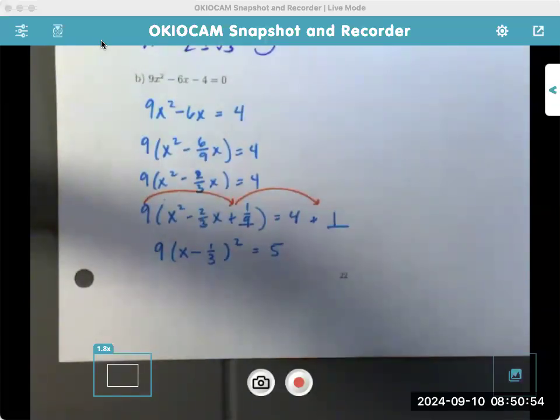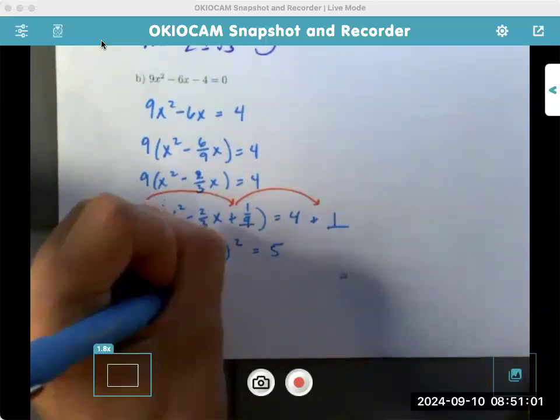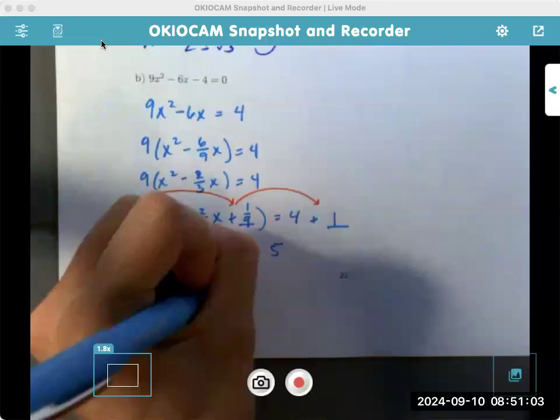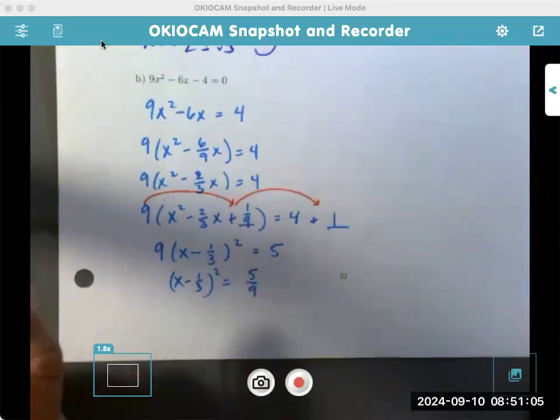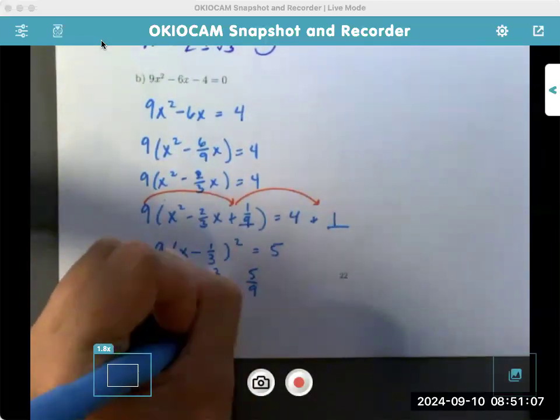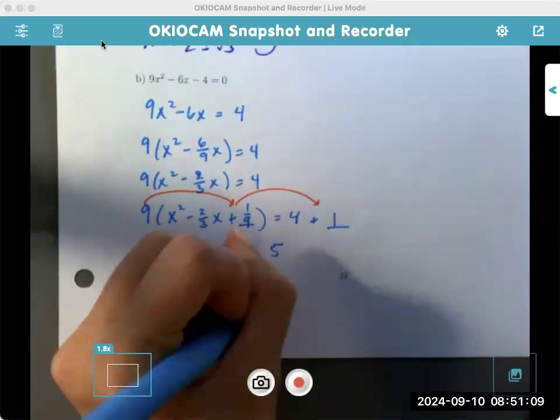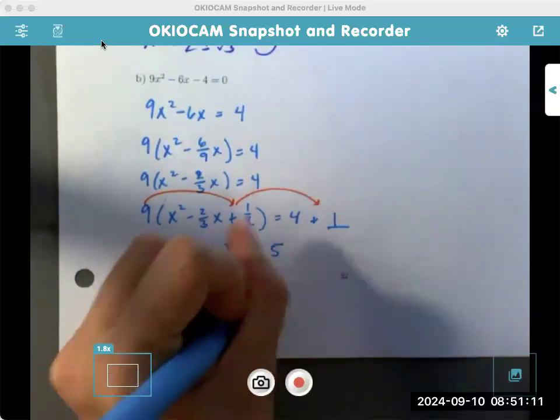And now we just finished using that square root property. It's pretty ugly, but I mean, it gets the job done. So this is x minus 1/3 quantity squared equals 5/9. Square root both sides, plus or minus square root of 5/9. Oops, excuse me, square root.